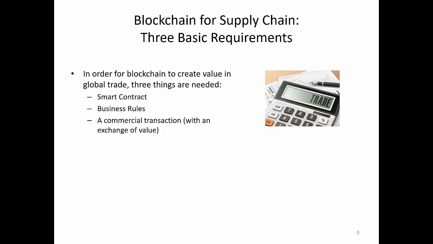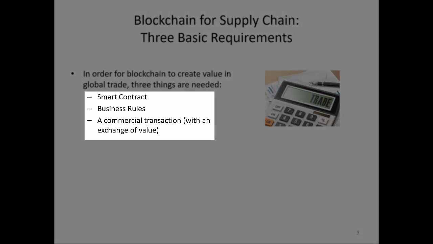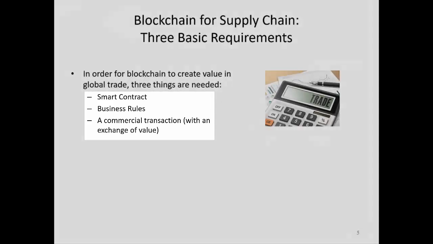As we look at the realm of international trade and all the different transactions that can take place, we're always going to want to look for 3 basic requirements to verify that blockchain has an application in a given area. In order for blockchain to create value in global trade, we need 3 things. And the good news is that they have long existed out in the physical world, the atomic world, long before the advent of digitization. The first is a smart contract. The second are business rules. And finally, to use the term we've seen multiple times now, the existence of a commercial transaction that has an exchange of value, an exchange of assets.